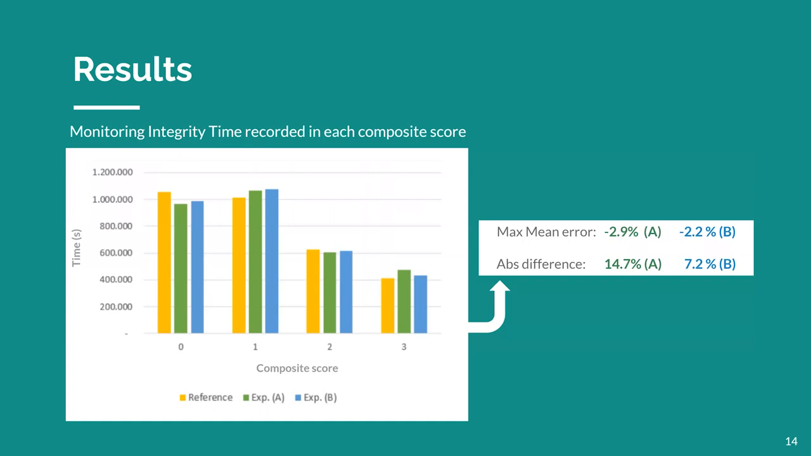Well, looking at the monitoring integrity, we measure the time recorded in each composite score by the baseline system and our method in both configurations. The maximum mean error was 2.9% in configuration A, which was reduced to 2.2% in B. Yet, the absolute error was about 15% in configuration A and 70% in B. It means that if someone asks how long a patient was in clinical status in a specific score, you may find a difference in record time between the baseline and our method up to 72%.